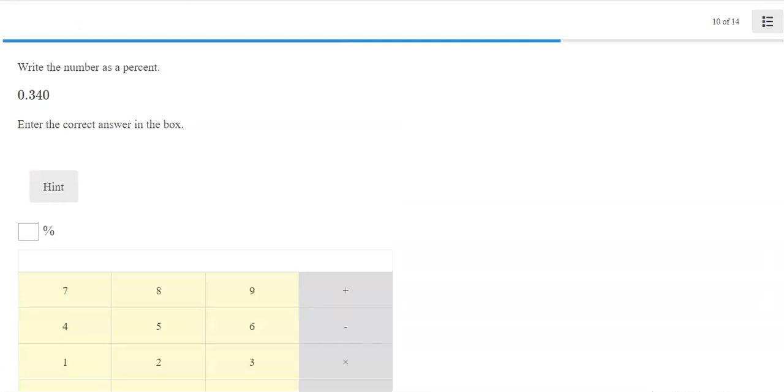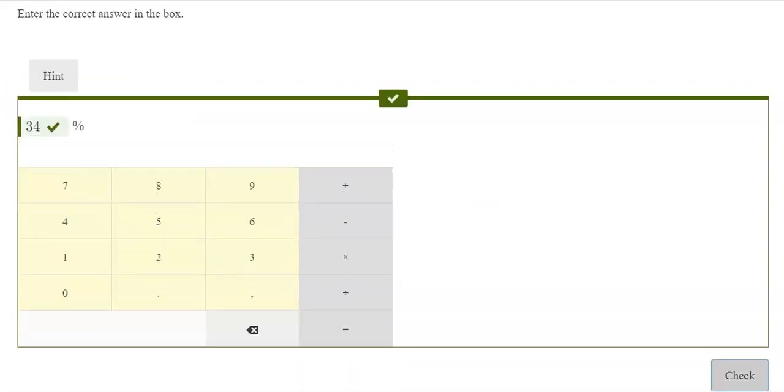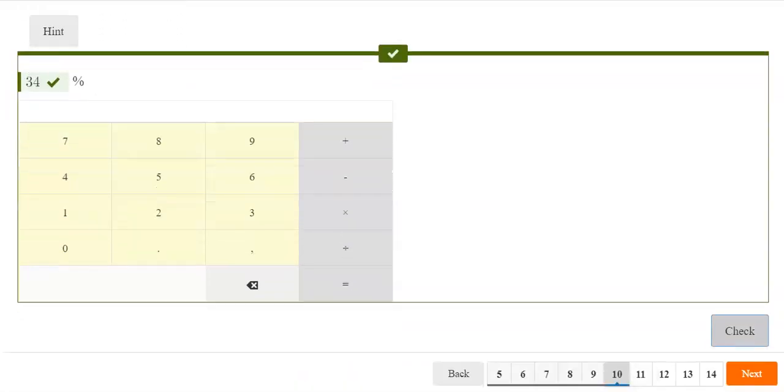Number 10. This one's a decimal already. So I just need to move it 2 times to the right to get a percent. So I go 1, 2, and I get 34.0. But I can really drop that 0 off because that 0 is not doing anything for us.